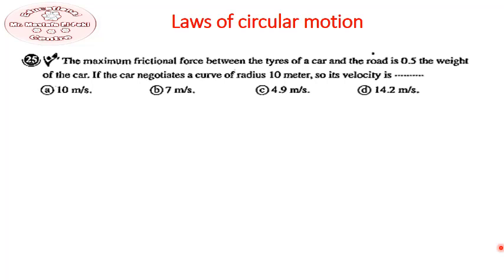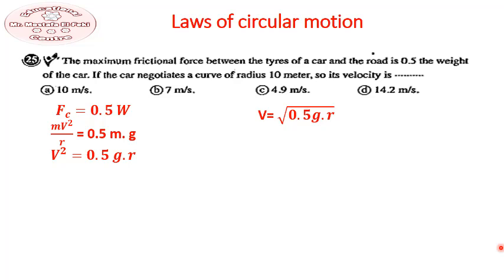The maximum frictional force between the tires of the car and the road is 0.5 the weight of the car. If the car negotiates a curve of radius 10 meters, so its velocity is. Since the centripetal force equals 0.5 the weight of the car, then mv square over r equals 0.5 mg. Then the velocity square equals 0.5 gr. This means that the velocity equals root 0.5 gr, that is equal to 7 meter per second.